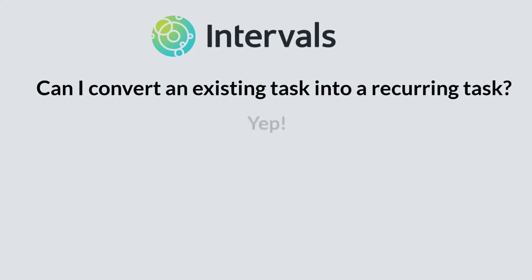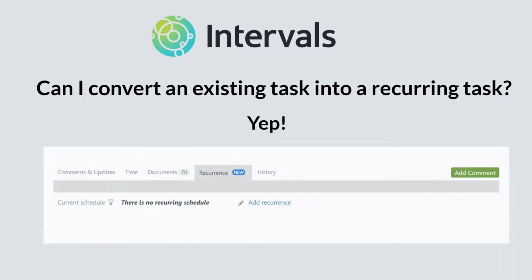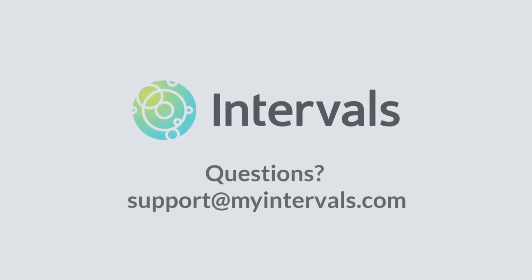You may be thinking, I currently have tasks that would be perfect recurring tasks. I wonder if I can convert those into recurring tasks. Yep, you sure can. Navigate to the Recurrence tab below the summary of the task and click on Add Recurrence.